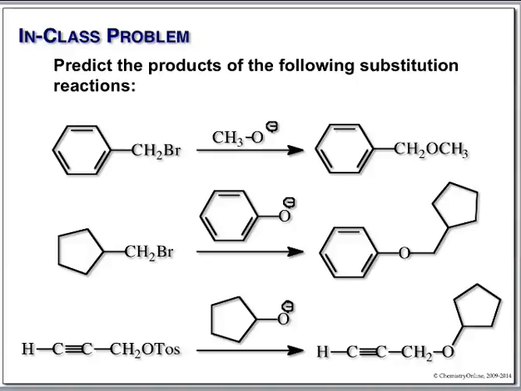Remember, when you have an SN2 reaction, you have a nucleophile, that's this. You have an electrophilic carbon, so that's a partially positive carbon. That will be CH2, and you have a leaving group. So nucleophile, electrophile, leaving group.